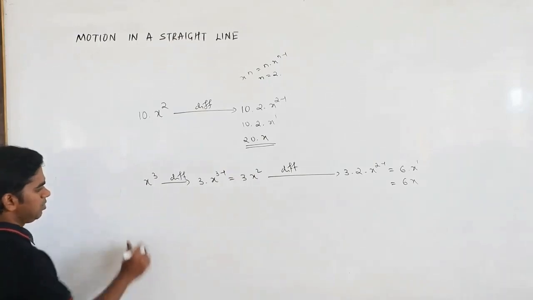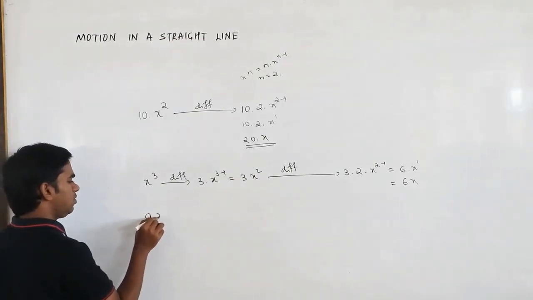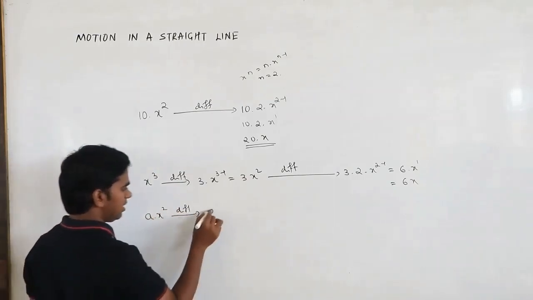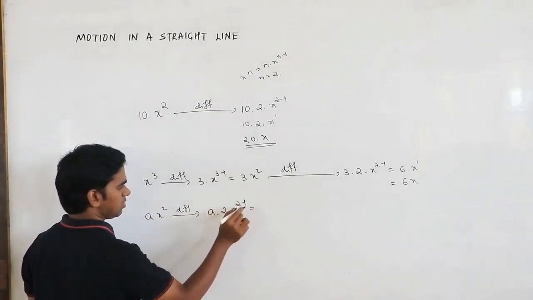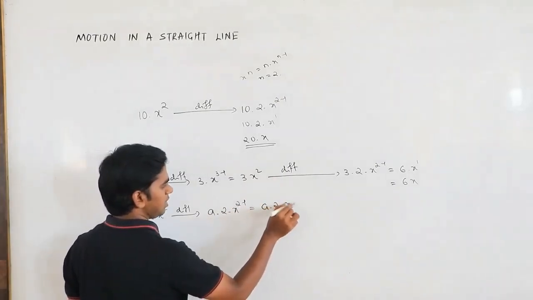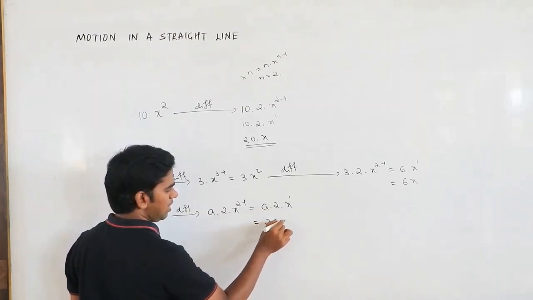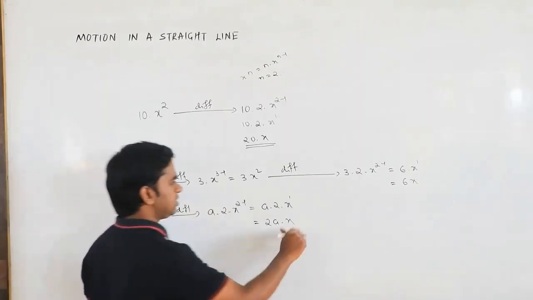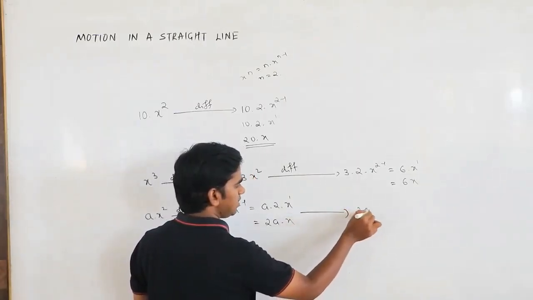Okay, so suppose you are having a into x square. Differentiate 1 time. What will you get? You will get a into 2 x raised to 2 minus 1. So x raised to 2 minus 1 is x raised to 1. You can write it as 2a into x. 2a into x. Differentiate it once again. 2a write as it is.